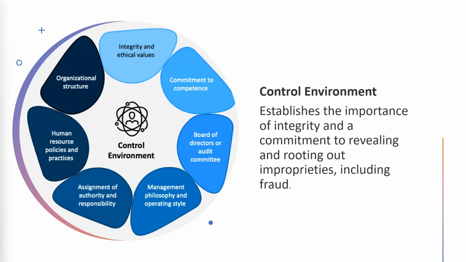The control environment established by management and the board of directors emphasizes integrity and sets the tone for commitment to uncovering improprieties, including fraud. It encompasses the culture of compliance within an organization, reflecting how both executives and employees embrace internal controls. A strong control environment is fostered when the organization prioritizes internal controls as demonstrated by the board and management. This culture includes integrity, ethical values, competence, accountability, a management philosophy, assignment of authority and responsibility, and leadership vision.